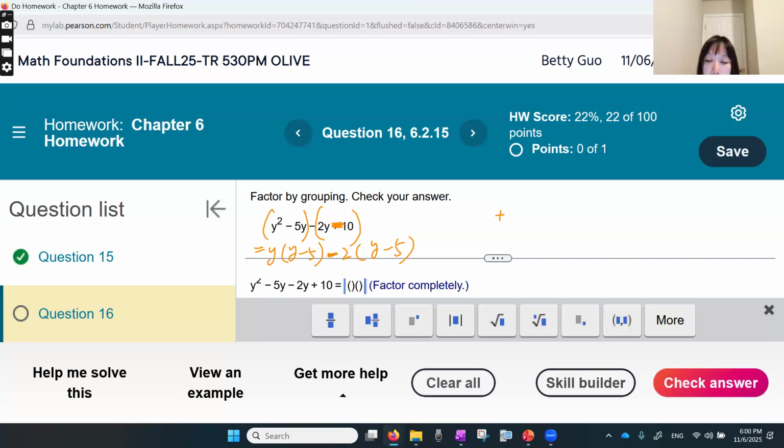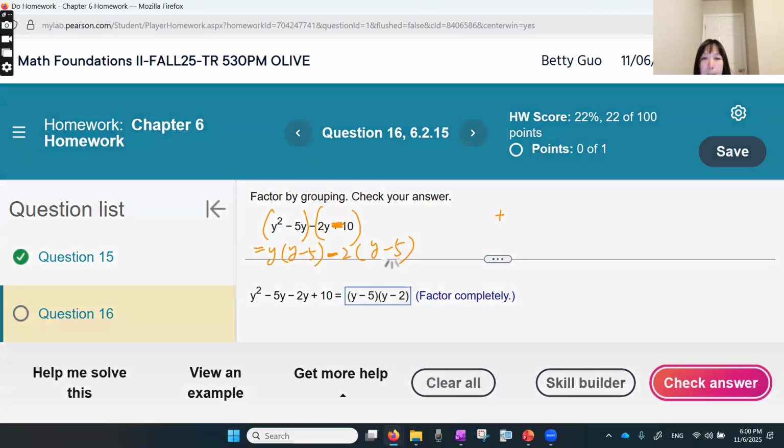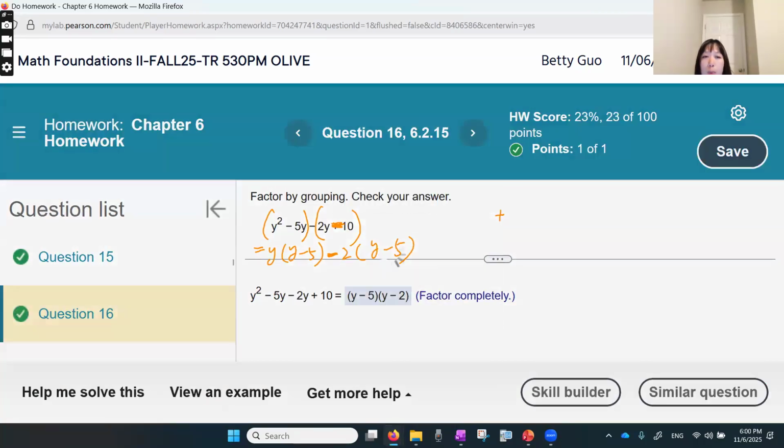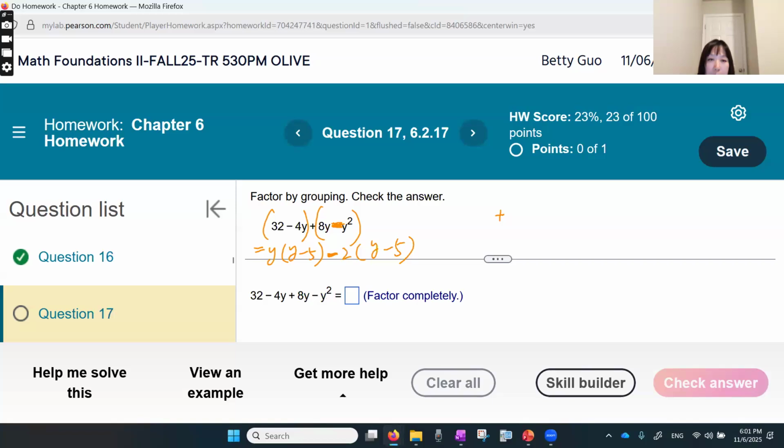Parentheses times parentheses. First parentheses, the common binomial factor, y minus 5. Second parentheses is y minus 2. Exactly, y minus 2. Very good. Done. Does this help? I hope it does. Yes, the repetition is helpful.